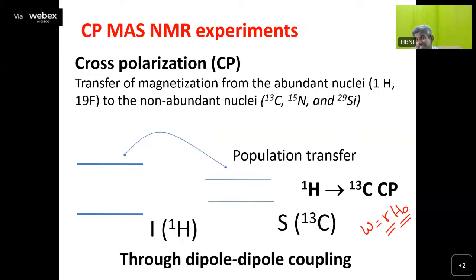So as the distance increases, we cannot do that. But if there is a proton in the proximity of carbon, then the population of the proton can be transferred to carbon-13 by a process known as cross-polarization. The same thing can also be done for nitrogen-15 as well as silicon-29, because their abundance is very small. So if hydrogen is attached to them, then we can transfer the population from the proton to the nitrogen, carbon-13, or silicon-29.